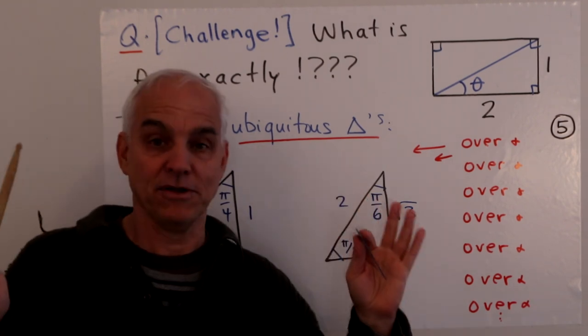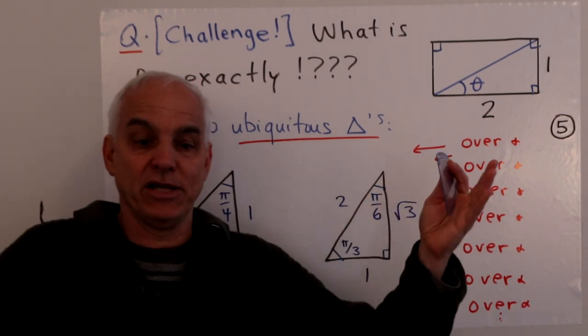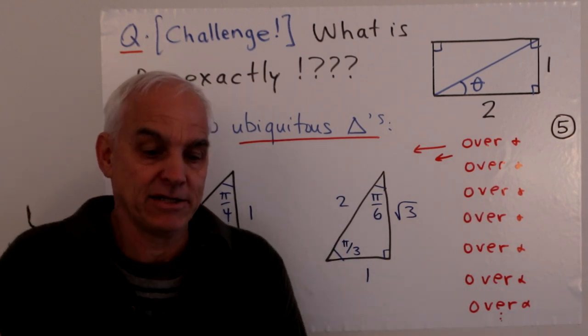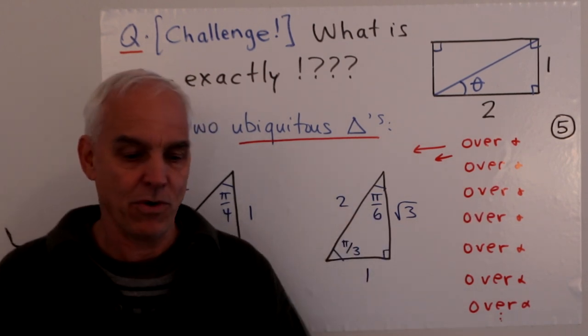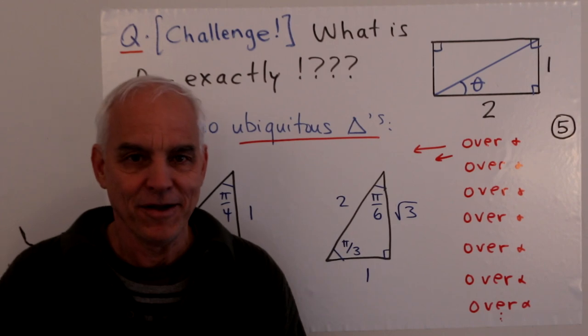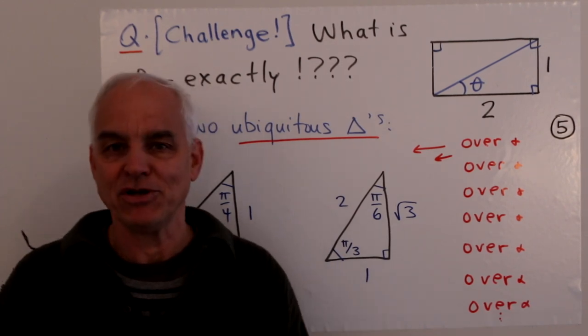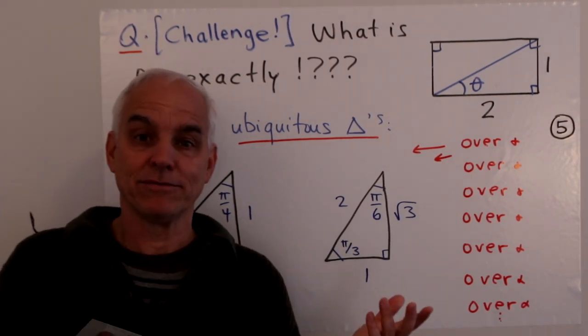And students just get used to this. This is just the way trigonometry is. It's not an exact science, it's an approximate science. We're always relying on decimal approximations to answers, just the way things are.